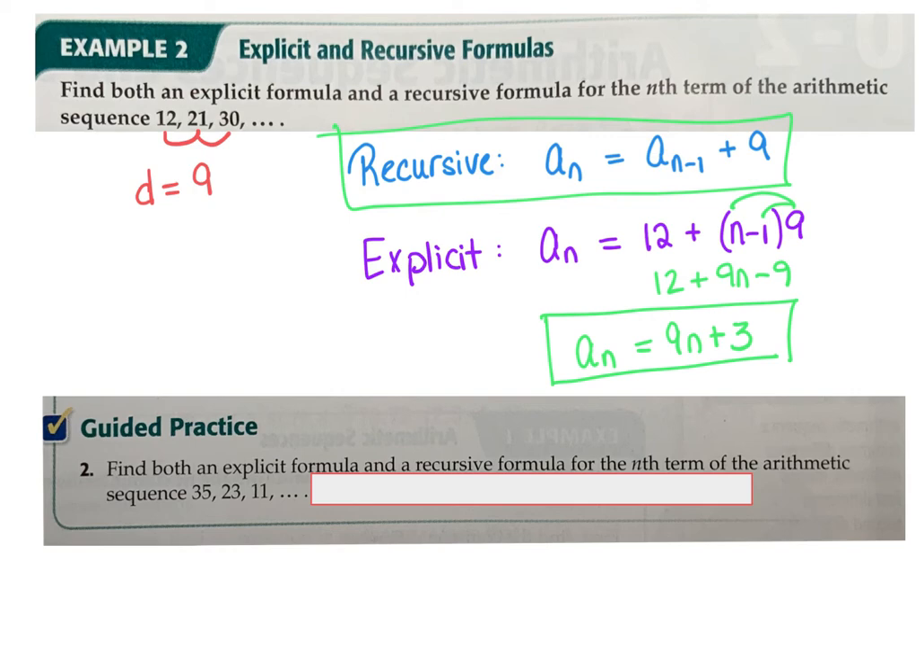So for this one, you should have gotten that your common difference was negative 12. And so if you did your recursive, then it's going to be the term in front of it. A sub n equals a sub n minus 1 minus 12, right? And then for explicit, you would have said it's your first term, which is the 35, plus n minus 1 times negative 12. And when you distribute that and simplify it, you would have gotten a sub n equals negative 12n plus 47.